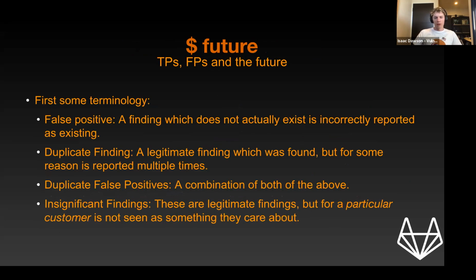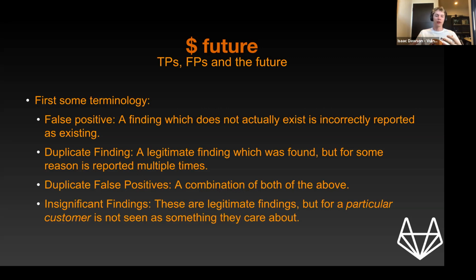So cover a little bit of the future here. For false positives and true positives, one thing I just want to set straight here is some terminology. And I'm very guilty of mixing these up all the time. A false positive is a finding that does not actually exist within the application, but it's just incorrectly reported as existing. Duplicate findings could be a legitimate finding that was found, but for some reason it's reported multiple times.